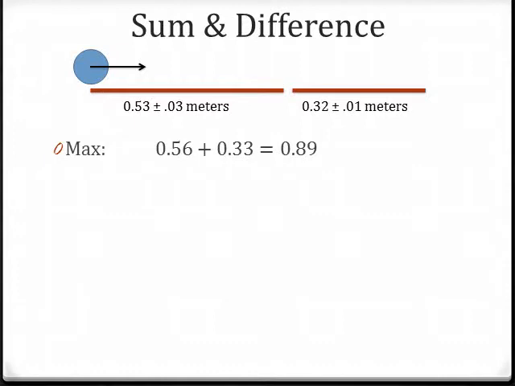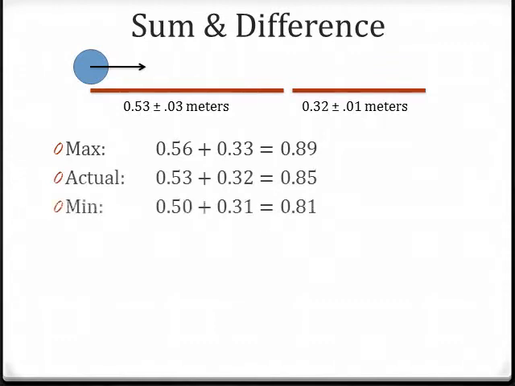Okay, and then we're going to also find the minimum and the actual amount. So the actual amount is just with the numbers themselves, 0.53 plus 0.32, and then the minimum would be where you subtract the uncertainties from both. And so this is the range of possibilities given the uncertainties of the two measured values.